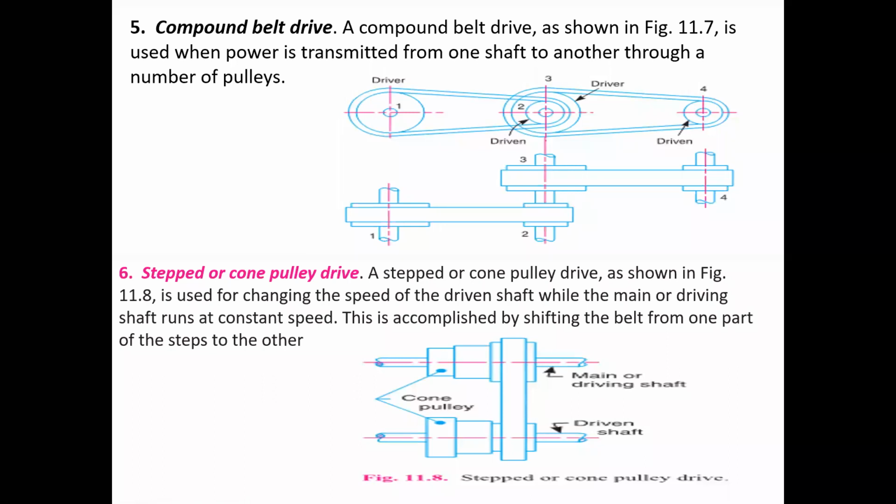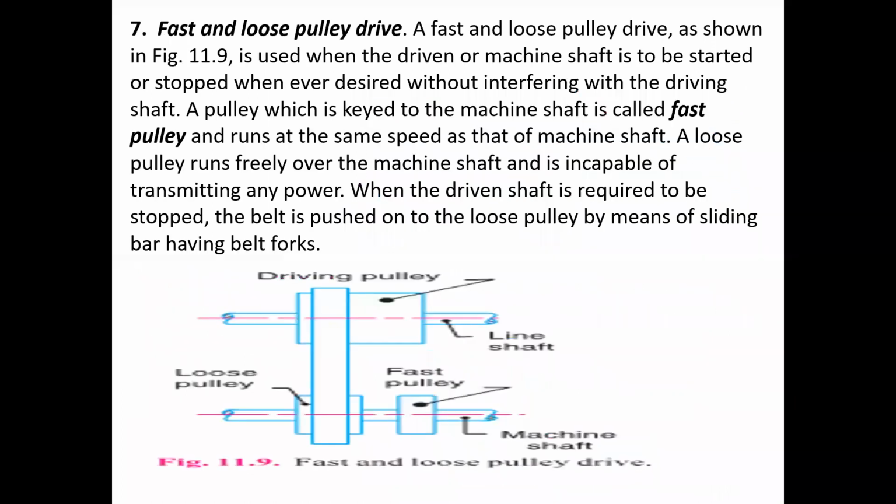So the main driver pulley is there. The driver is maintaining a constant speed. But the pulley has steps. When they change the belt to different steps, then the velocity will vary. That type of pulley system is the cone pulley drive. And another one is the fast and loose pulley drive.